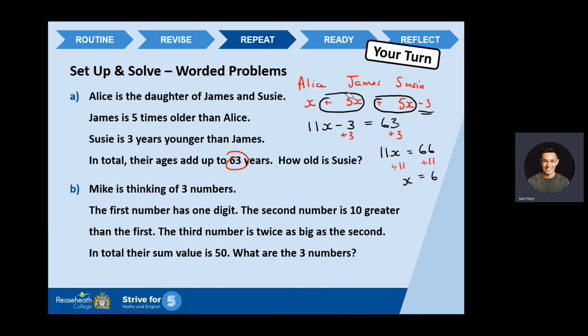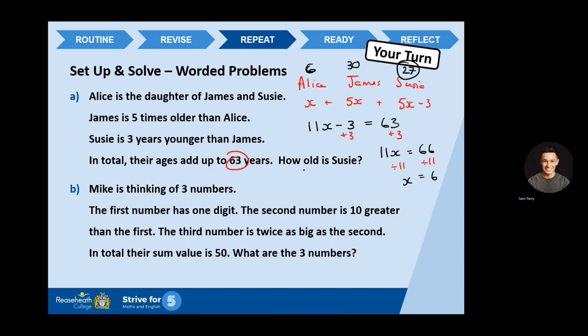So if we substitute that back in now, I want to tidy up my working out from before. Hopefully it stays clear. There we go. Let's group it together. So we know that Alice is x years old, which is actually 6. James is 5 times that. So 5 lots of 6 is 30. And Susie is 3 years younger than James. Well, 5x is 30. Take away the 3 is 27. So how old's our friend Susie? She's 27 years old.